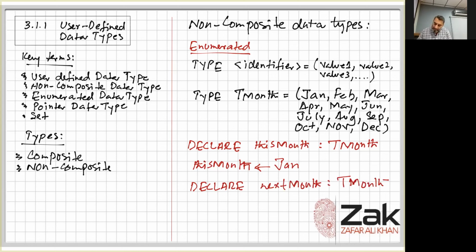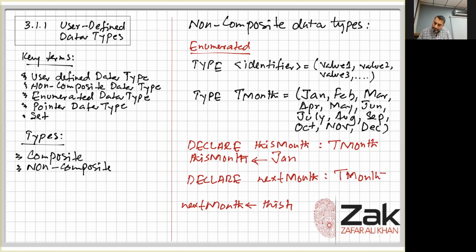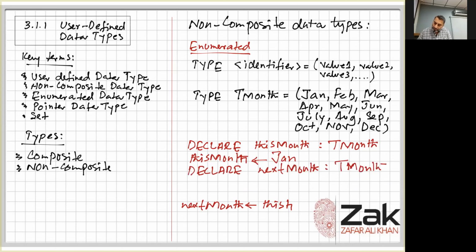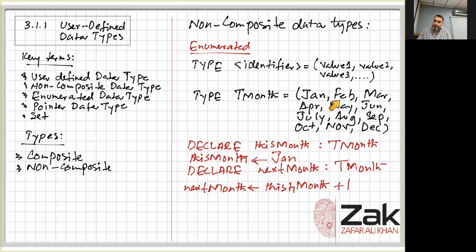And we can write NextMonth is equal to ThisMonth plus 1. So this would automatically become Feb. So you need to understand that these are not strings, these are values which are in order.